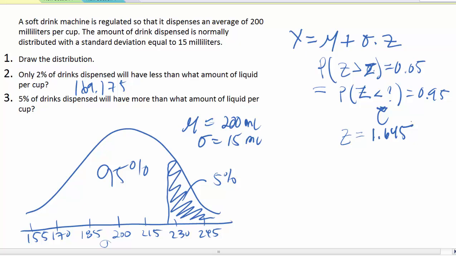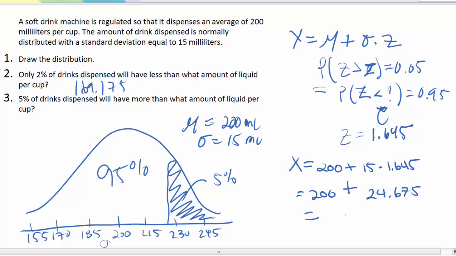1.645. Now I just simply plug that into the formula. X is equal to my mean of 200 plus the standard deviation of 15 times 1.645. This expression then comes out to be 24.675. Add on 200, and I get X to be 224.675. So only 5% of drinks will have more than 224.67 milliliters of liquid.